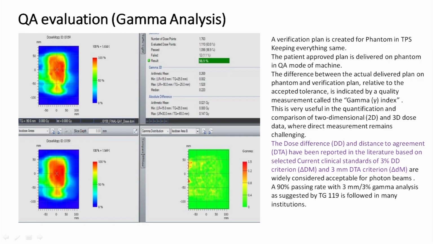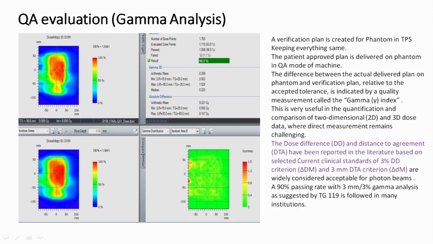That dose distribution you can see in the picture needs to correlate with the dose distribution of the actual plan. So what is happening here is that there are two dose distributions: one which is planned for the patient, and one which is delivered, keeping all the parameters of the approved plan, on a phantom, because we cannot perform this test on a patient for safety reasons. So we perform it with patient equivalent material, that is a phantom.